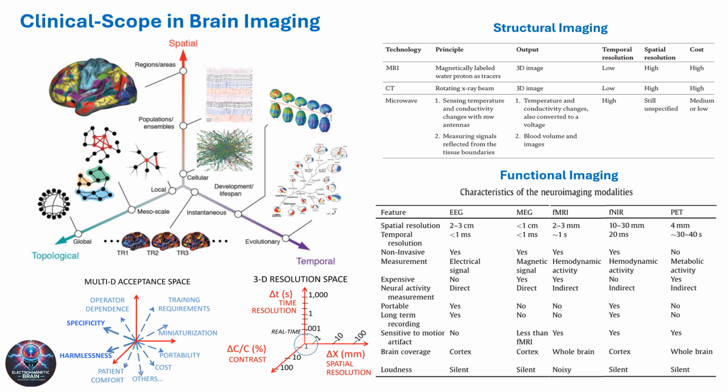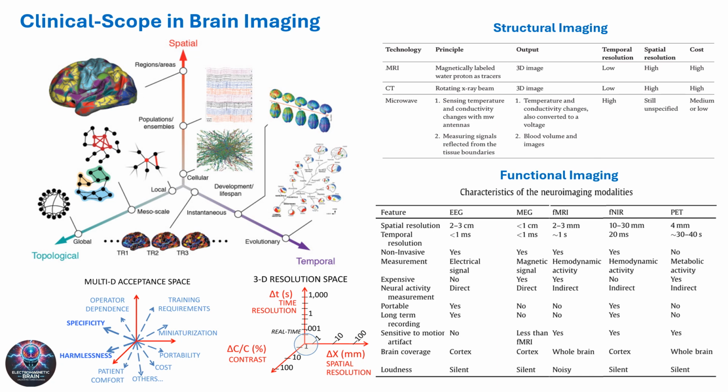Now, let's move on to functional imaging, which focuses on measuring brain activity in real time. Functional imaging is essential for understanding how different brain regions work and interact. It helps diagnose conditions like epilepsy, monitor cognitive functions, and guide brain surgeries. The primary modalities are EEG, MEG, fMRI, fNIRS, and PET. Each method has distinct characteristics in terms of spatial and temporal resolution, invasiveness, and application.